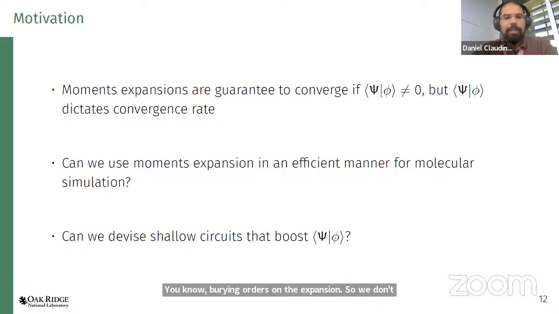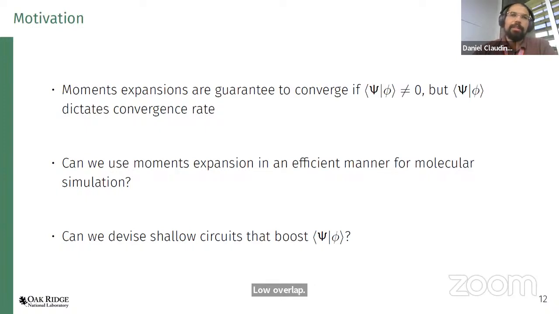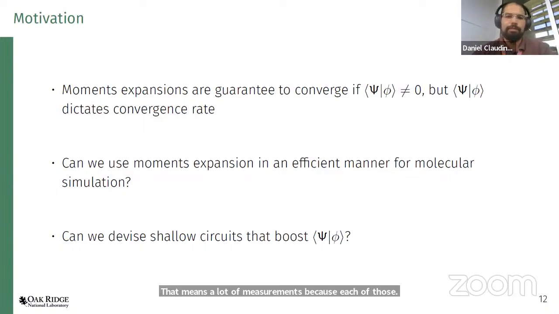And so then we look into different ways that this method presents some bottlenecks. This is one way. Low overlap means high order for a given accuracy threshold, and that means a lot of measurements, because each of those expectation values of the Hamiltonian requires you to estimate a large number of Pauli strings.